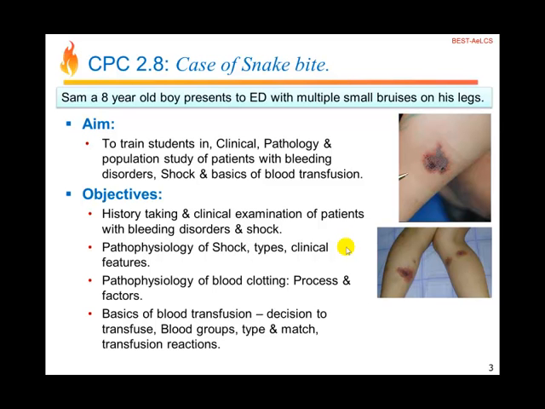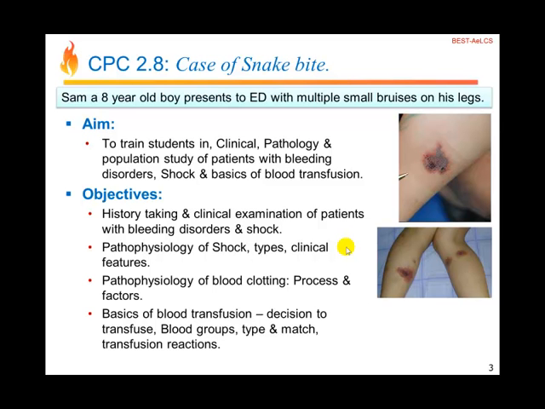The aim of this CPC, as I said, is to train students in clinical pathology and population study of patients with bleeding disorders, shock, and just the basics of blood transfusion. So, taking history and clinical examination of patients with bleeding disorders and shock. Briefly review basic sciences: pathophysiology of shock, types, the clinical features. And then pathophysiology of blood clotting, your MBBS year 2 learning: coagulation, extrinsic and intrinsic pathways, the coagulants, anticoagulants, and of course the new topic, basics of blood transfusion.